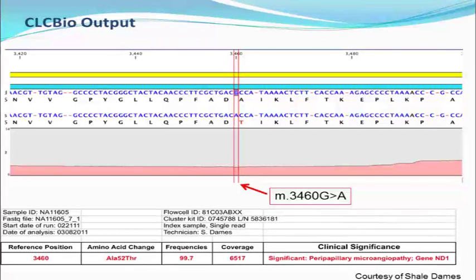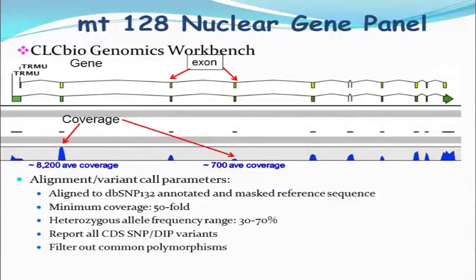And here is one example of a mutation in the mitochondrial genome that has been detected. It's a G to A substitution at position 3460. This results in an amino acid substitution, alanine changed to serine, in the gene called ND1, and this is a mutation causing mitochondrial disease.